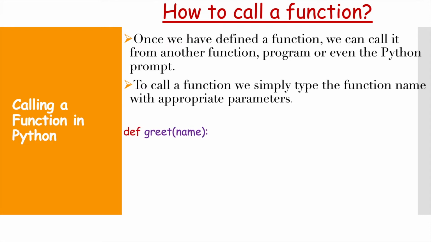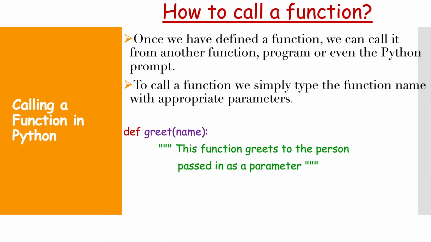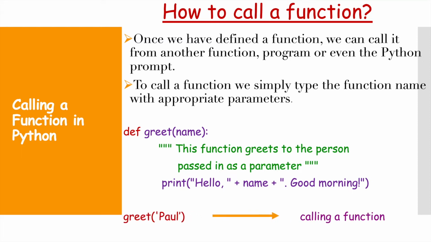Here is an example of the function definition. Here you're using def greet and the name parameter. Then the body, this is a doc string. This function greets the person passed in as the parameter name. And this is the print statement which you want to get executed: hello, name, good morning. Now when you're calling the function, you're using the function name, that is greet, and passing the value of the parameter, that is Paul. This is going to call your function, and you're going to get hello, Paul, good morning.